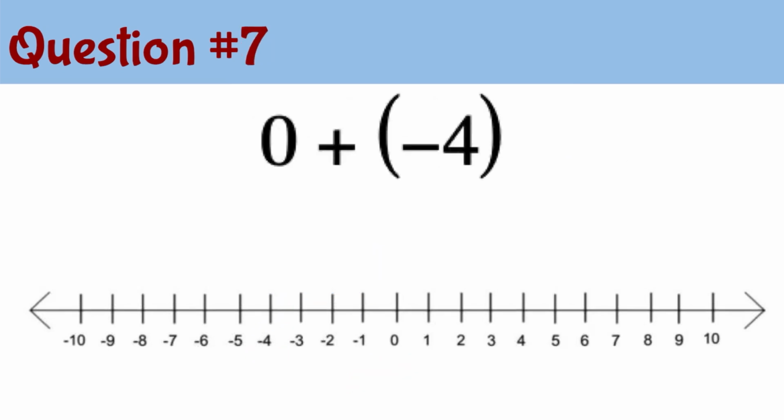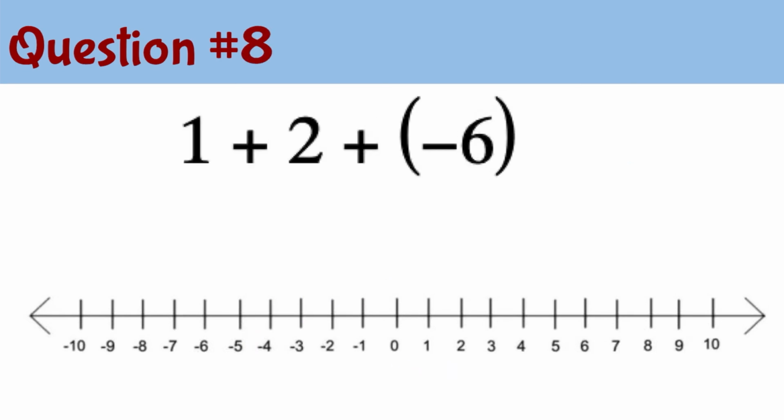Question number 7. Starting with 0, and we're adding a negative 4. Adding a negative 4 means 4 units to the left. So the answer is negative 4. And one way to think about this is 0 added by a number is the number itself. So 0 plus negative 4 is just the negative 4.